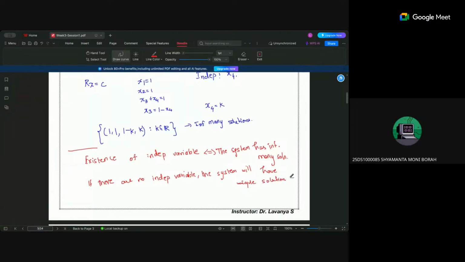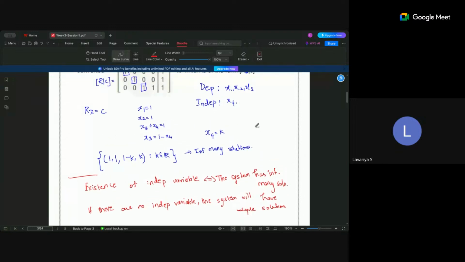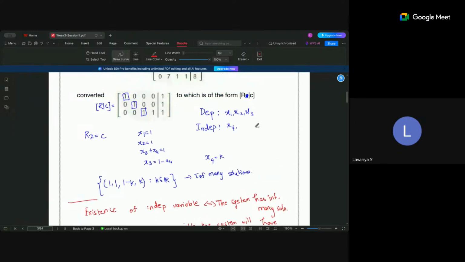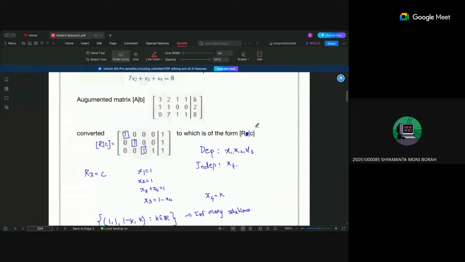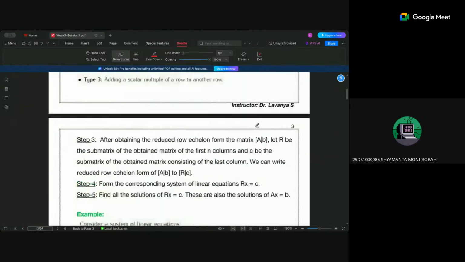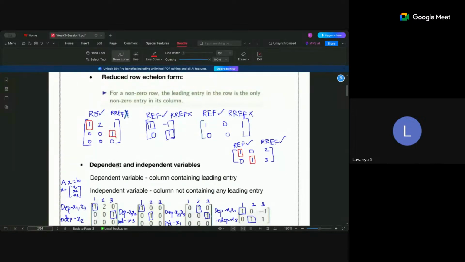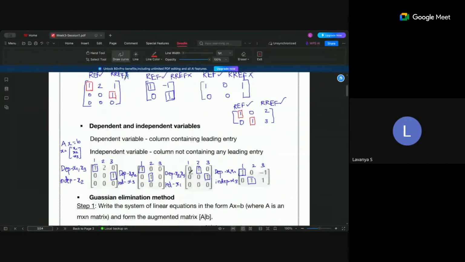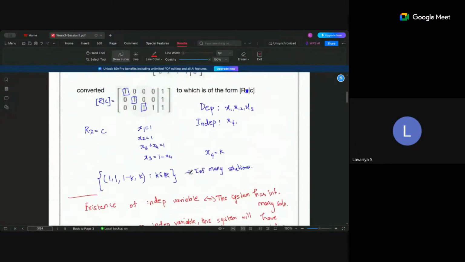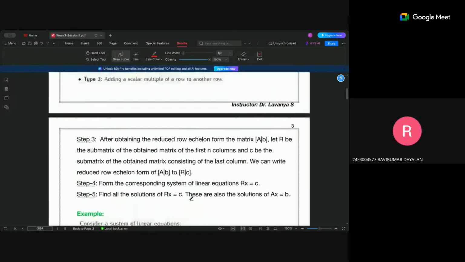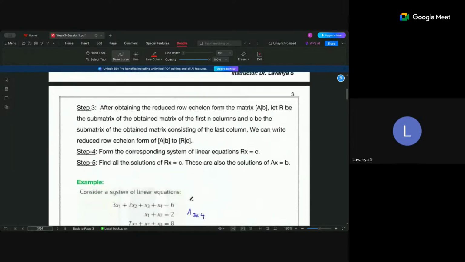Ma'am, what in case of no solution? When will you get no solution? Basically, when one of the elements in B will be non-zero and it will not be matching any of the equations on the left-hand side. I have not mentioned it here, but since you asked, maybe I can tell it to you.